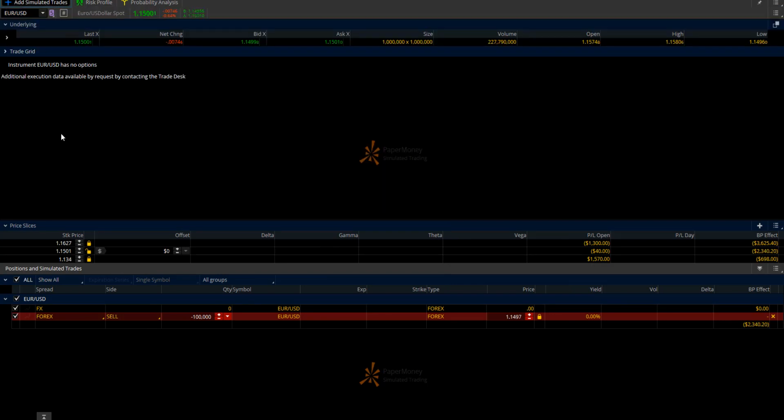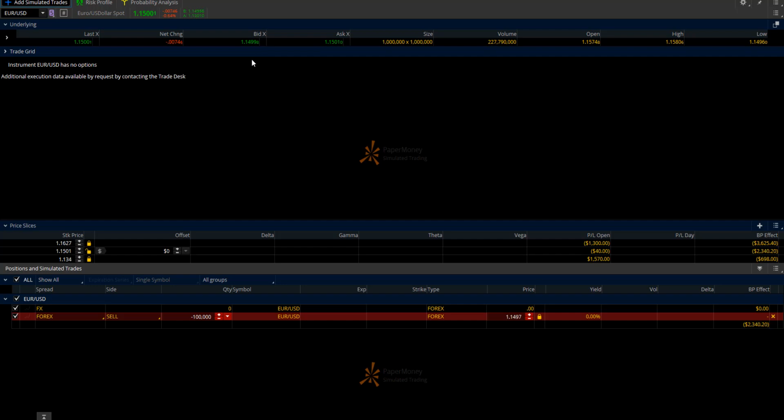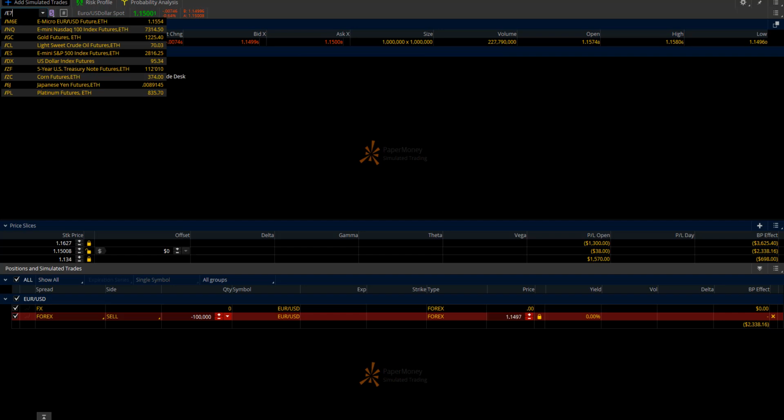Other factors that would help me make my decision. The pip spread on the euro dollar pair is literally 1.2 pips. It is the tightest forex spread in the market. Now, the volume, literally we traded 222 million today. It's the most liquid instrument, maybe traded of any product. So you have massive liquidity there.